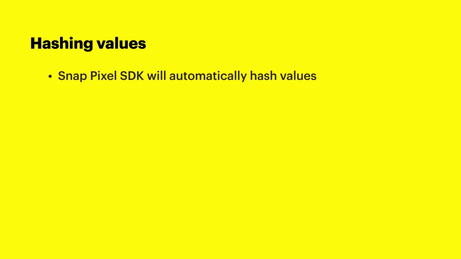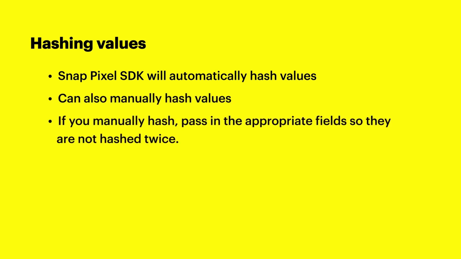It's important to note that the Snap Pixel SDK will automatically hash these values before firing the event. However, if desired, you could choose to manually hash them. If you manually hash the identifiers, ensure to pass them in the appropriate fields, such as user hashed email and user hashed phone number, so that they are not hashed twice. Additionally, you must normalize these values before passing them to the Snap Pixel SDK or before manually hashing them, if you choose to do so. This is critical to ensuring that Snap can effectively match fields. We'll cover how to do this later in the video.